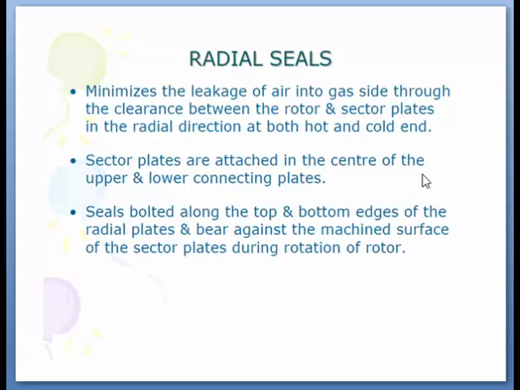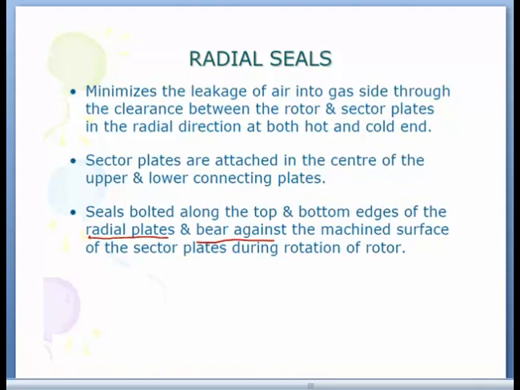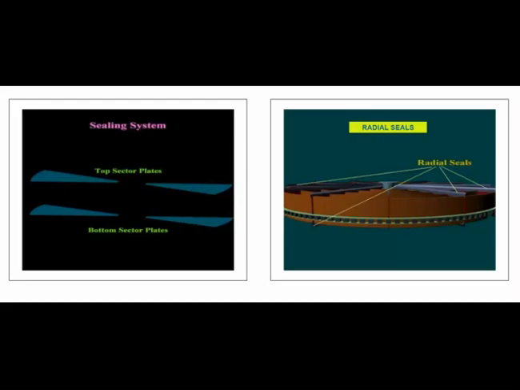Sector plates are attached in the center of the upper and lower connecting plates, and seals are bolted along the top and bottom edges of the radial plates. This is very important, and they wear against the machined surface of the sector plate during the rotation of the rotor. So it will be better if we can see both arrangements side by side. These are our top sector plates. This is the bottom sector plate.